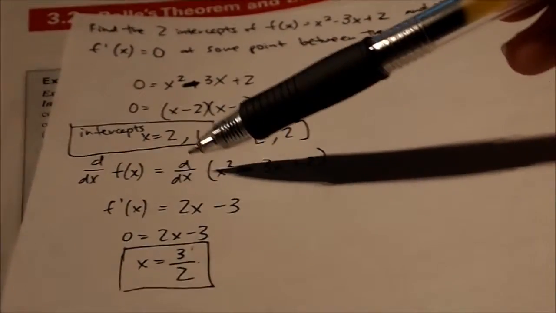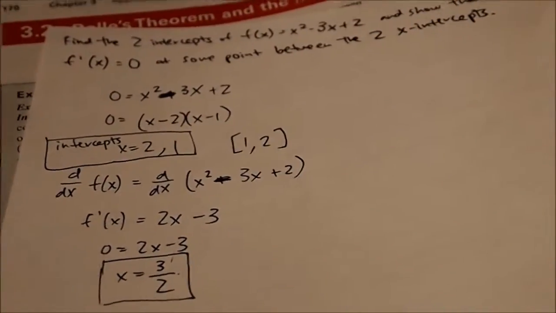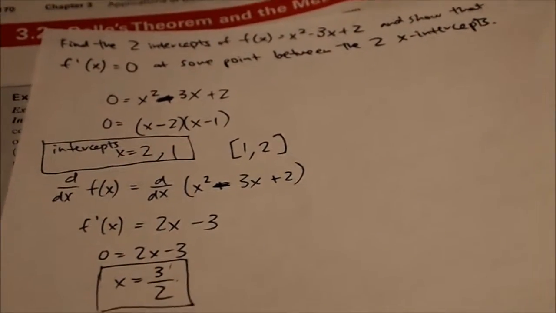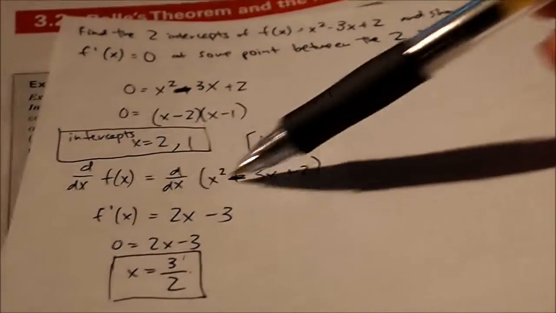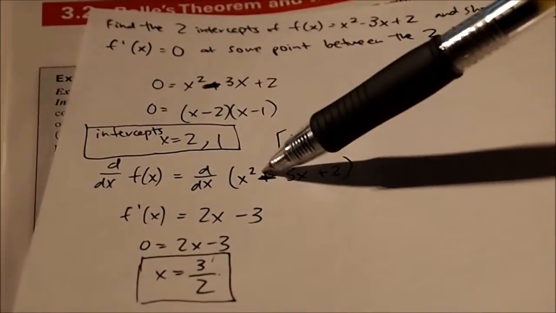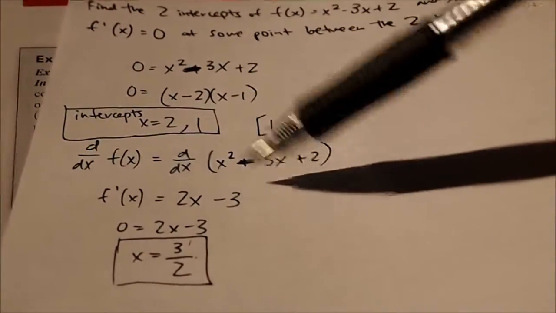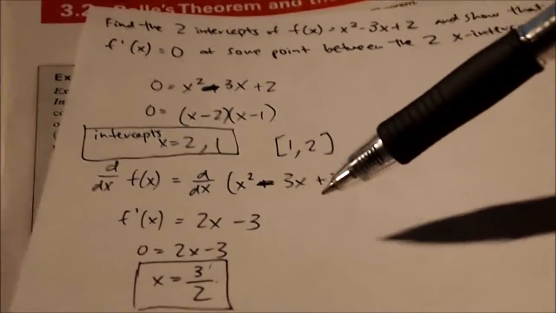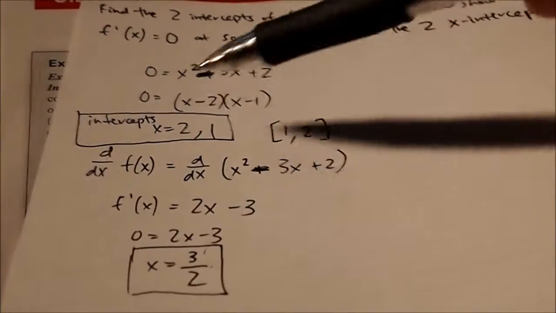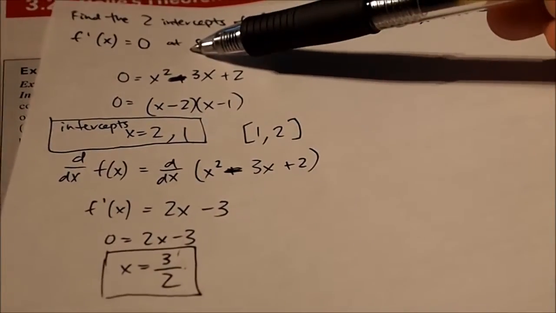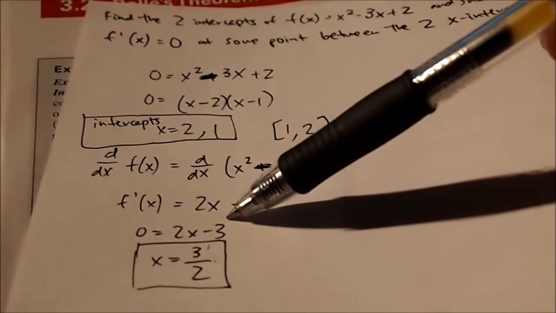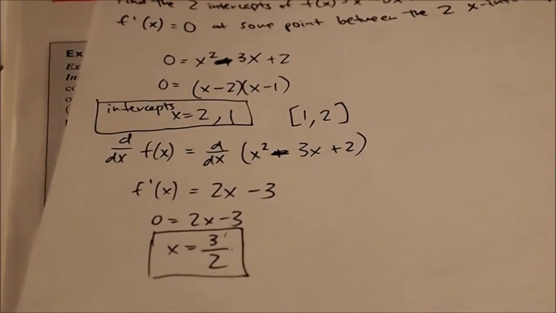Then you have to use implicit differentiation to show that f prime of x is equal to 0. So you take the derivative of both sides, and you get f prime of x is equal to 2x minus 3. And then you set this equal to 0 because you're trying to find the point at which the slope is 0. So 0 is equal to 2x minus 3, and then x is equal to 3 halves.